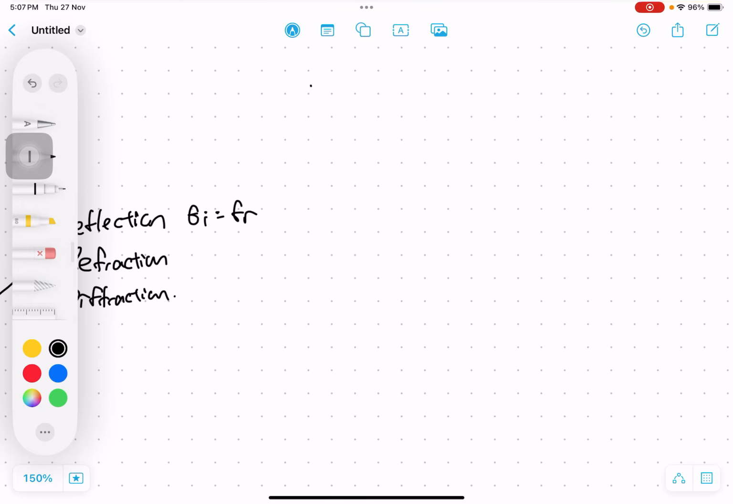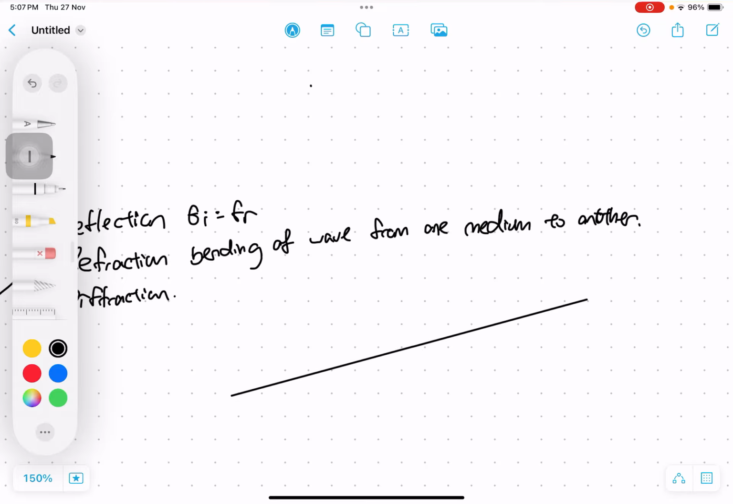Okay, refraction is the bending of a wave from one medium to another. So the important part is a different medium. For example, here is a medium over here, and you can see this line over here. Usually this one is air. Air has n of 1, and this one is maybe something like 1.3.